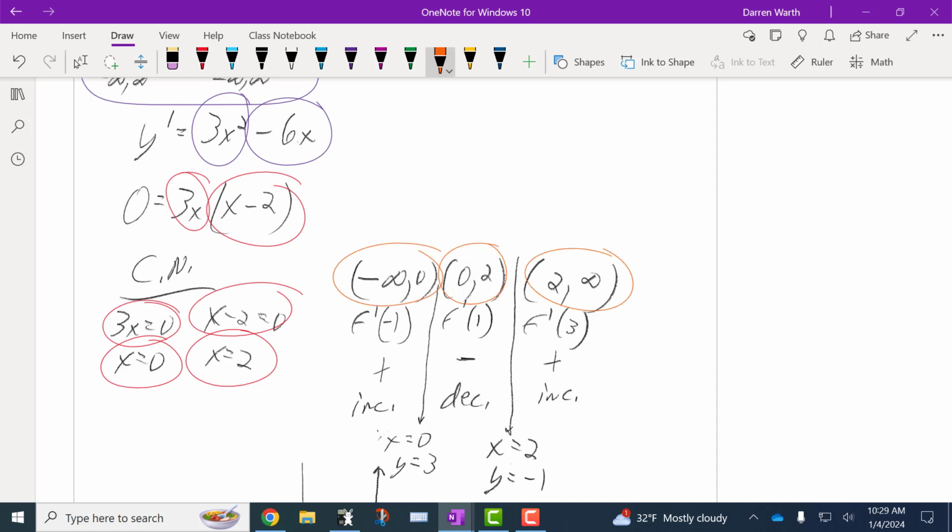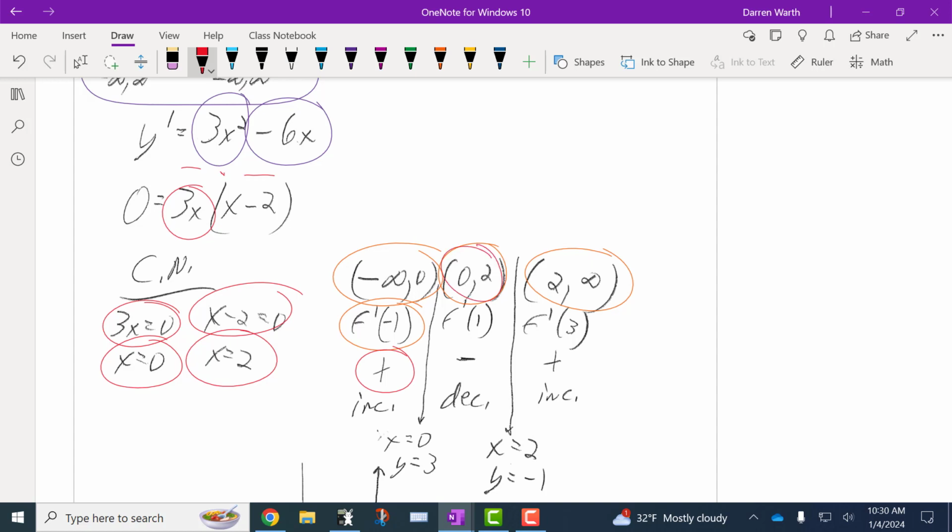Choose a number between negative infinity and 0, I get negative 1. I'm going to substitute that back into this equation right here. So notice when I put a negative 1 into this part right here, that's going to be negative. I put negative 1 into this part right here, it is negative, and negative times a negative is going to be positive.